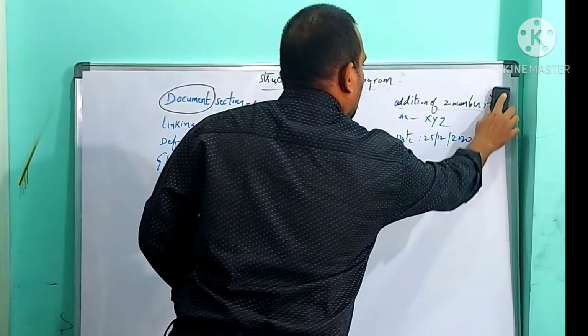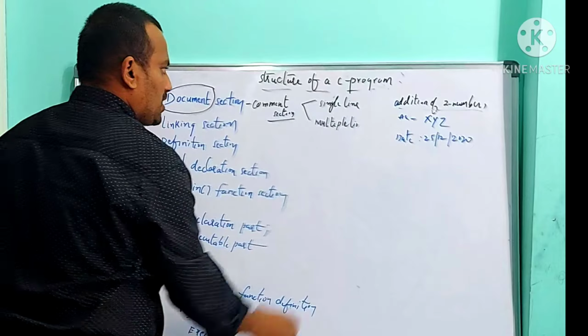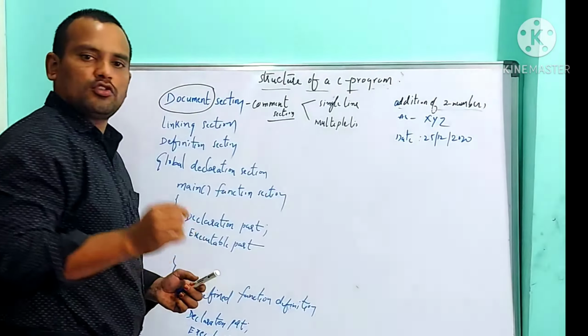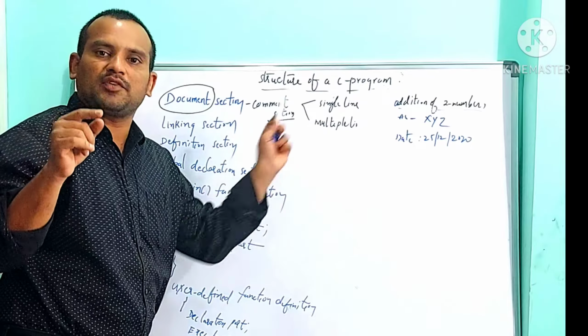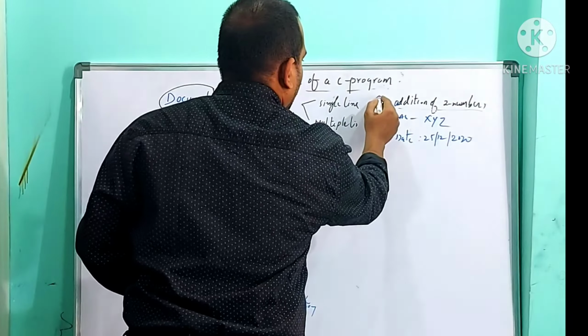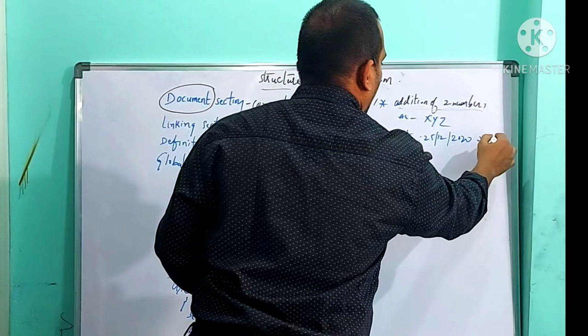So for these multiple lines, I told you, if your documentation contains multiple lines, then you can use a multiple line comment section. Multiple line comment section starts with slash star and ends with star slash. You need to use it like this: slash star, ends with star slash.